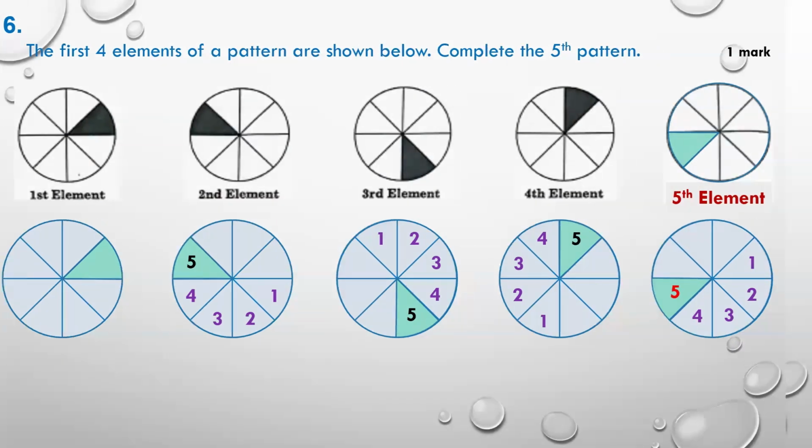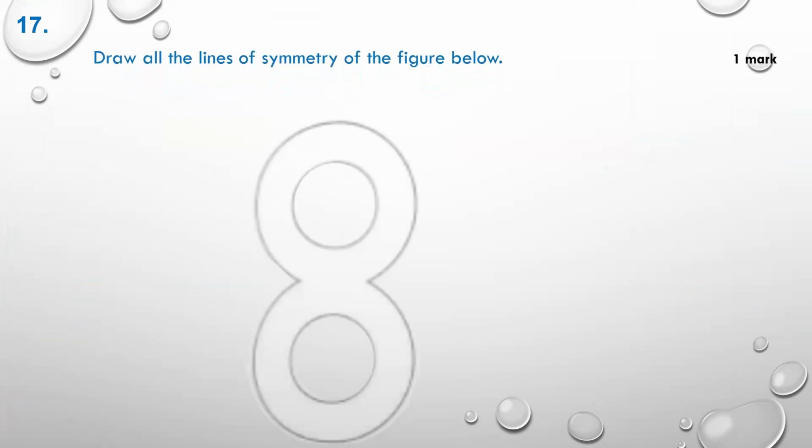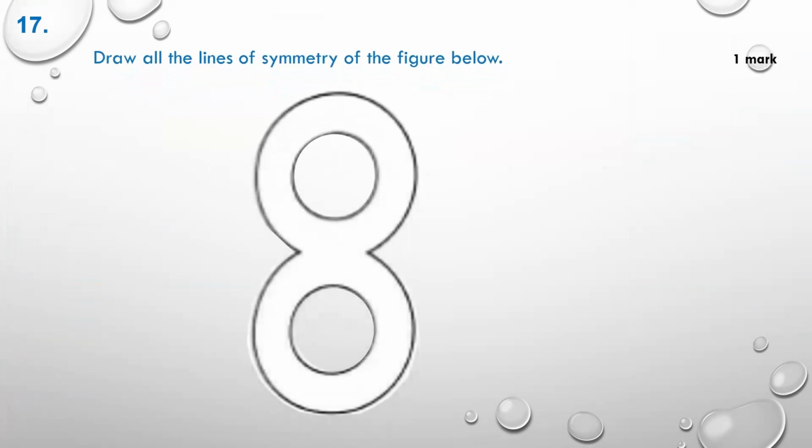Right, let's go on to number 17. So this is the last one in this strand, where they're telling us to draw all the lines of symmetry of the figure below. And what figure do we have? A figure 8. So remember, a line of symmetry means an imaginary line that we have passing through the object, that would be a place where we can fold the object equally so that the two halves will fit exactly one over the other.